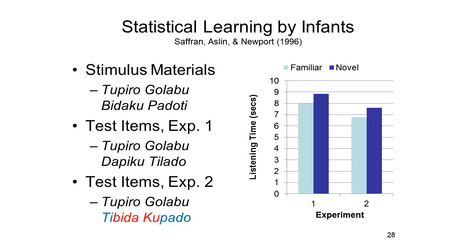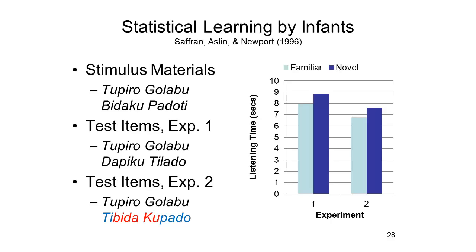In a second experiment, the infants were exposed to the original sound stream as before, but this time the novel words were recombinations of the familiar words, like tibida and kupado, where the syllables of the new words crossed the boundaries of the old words. Tibida picks up the last syllable of padoti and the first 2 syllables of bidaku. Again, the infants' attention perked up when they heard the new words.